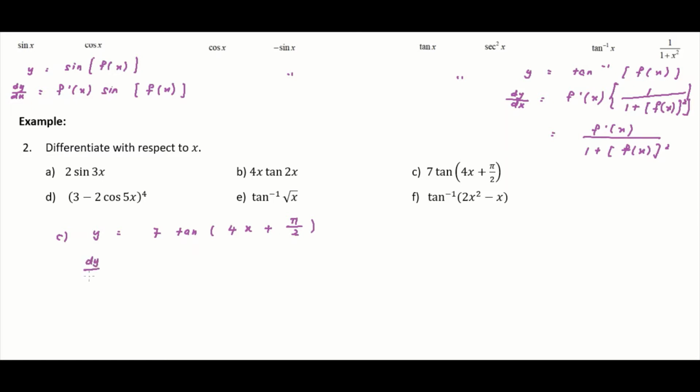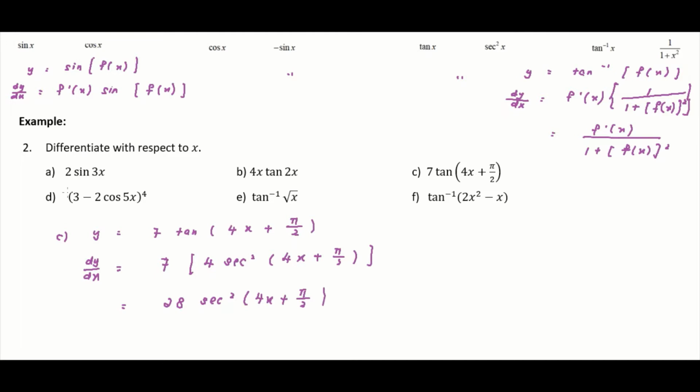So dy/dx. Okay, so 7, you will just write it. So differentiate whatever inside your bracket. So 4x plus pi over 2, when you differentiate, what do you get? You get a 4, right? Then after that, tangent, you will change to secant square. Then after that, copy whatever is inside. Okay, so next, you just try to combine them together. So 28 secant square 4x plus pi over 2.